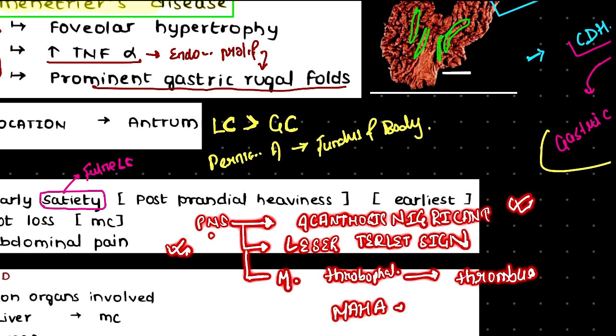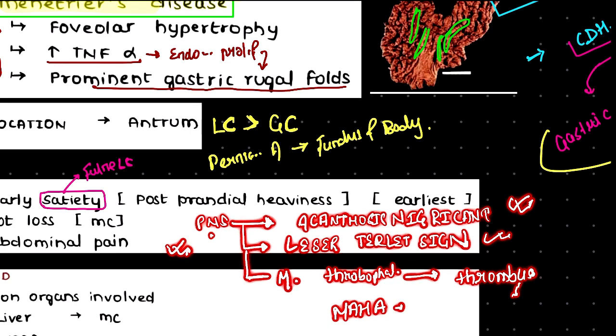Similarly, there will be many pigmented skin lesions, and that is what we call the Leser-Trélat sign. And similarly, we will find migratory thrombophlebitis. Now, what is this migratory thrombophlebitis? It is thrombus in small vessels, and that can also present with MAHA, which is microangiopathic hemolytic anemia.